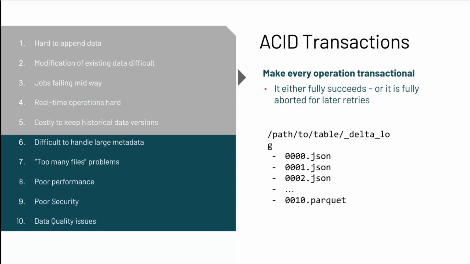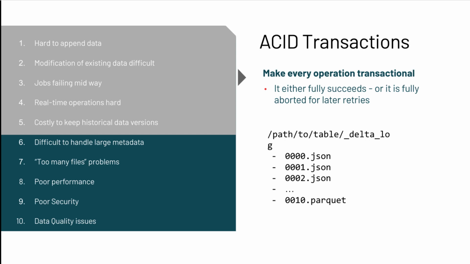So the first 5 deal with reliability and are actually addressed by adding in ACID transactions. ACID transactions are the way we make every operation on your data lake transactional. That means that every operation either fully succeeds or we abort it and we clean up any residue so that you can't notice it and you can retry it later.